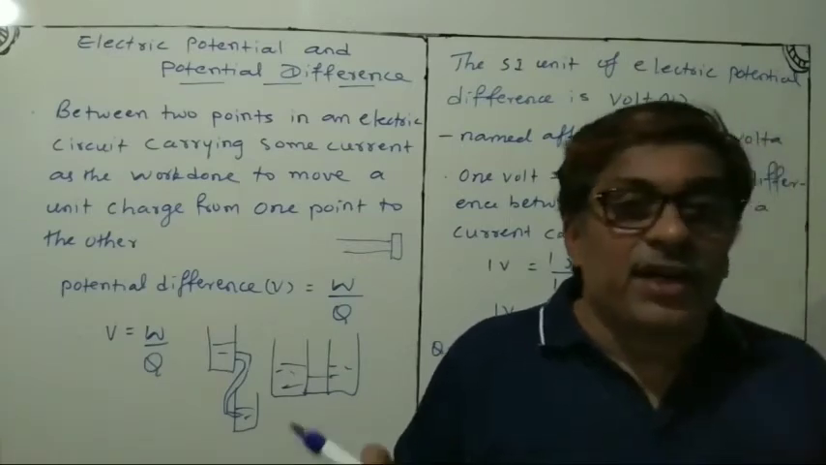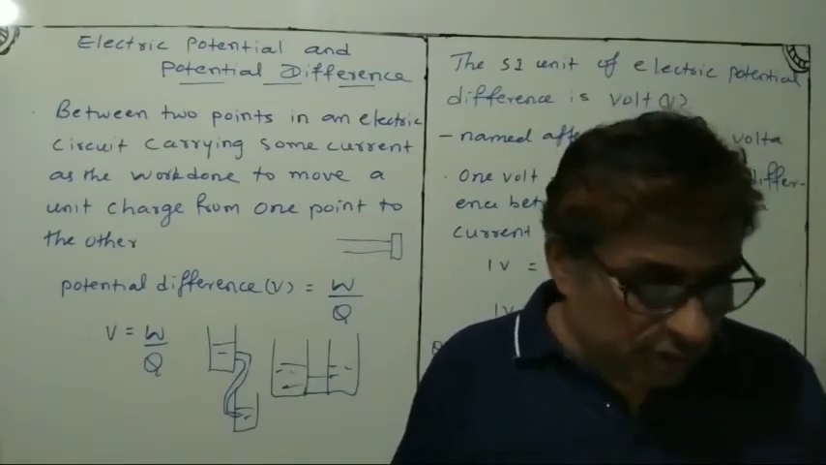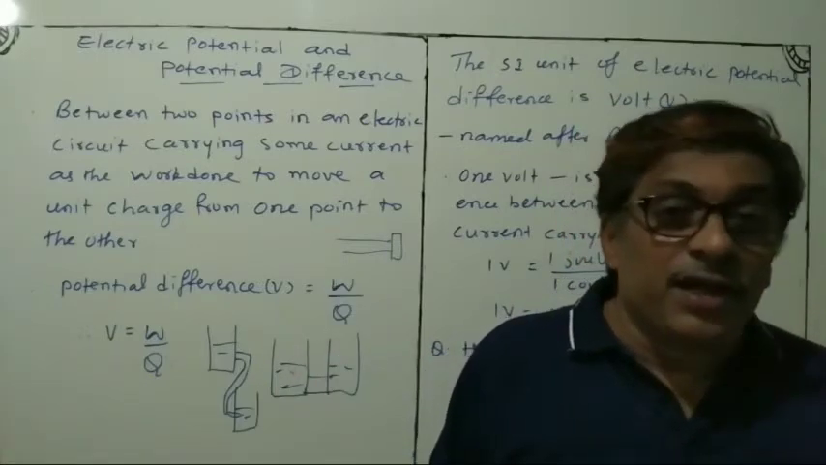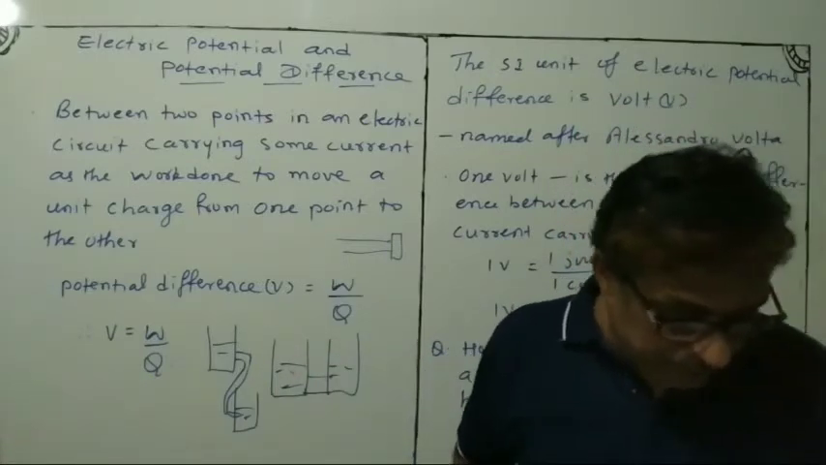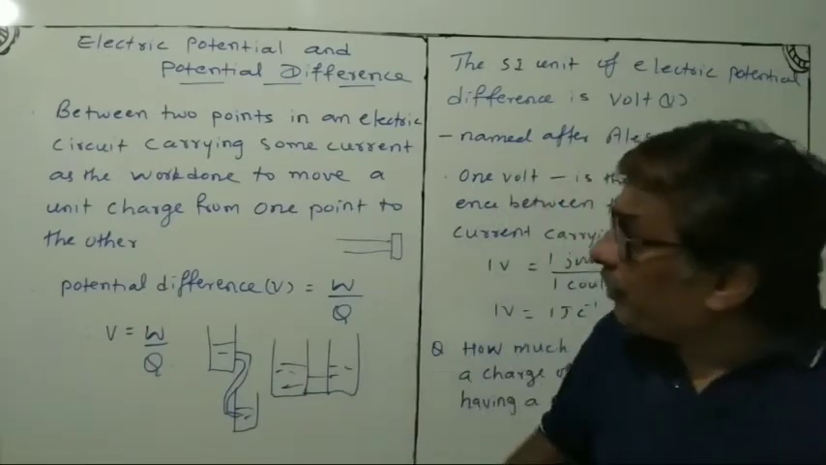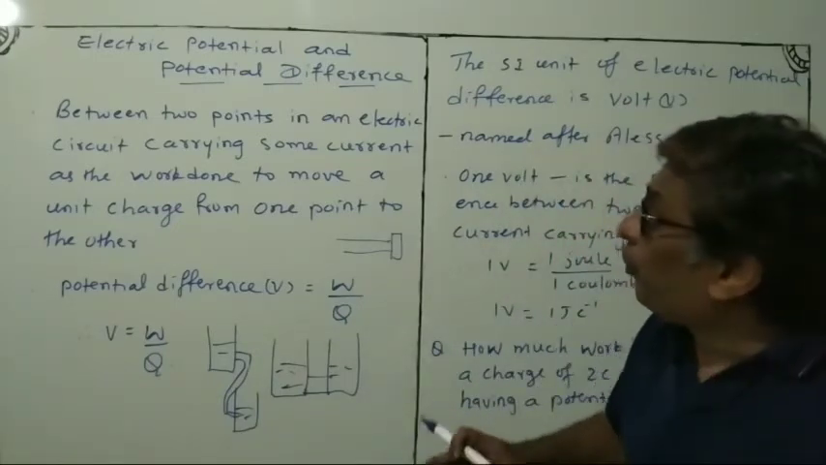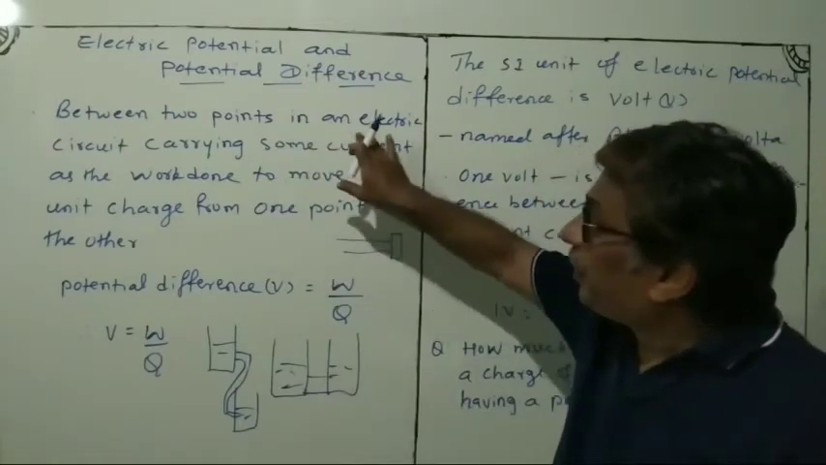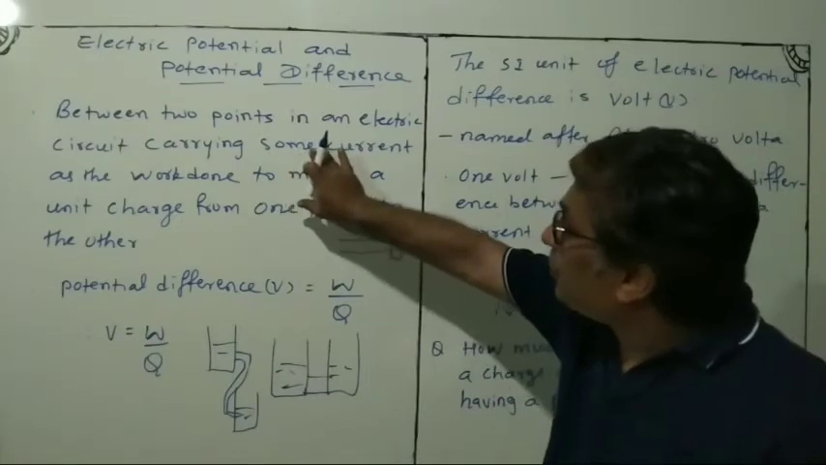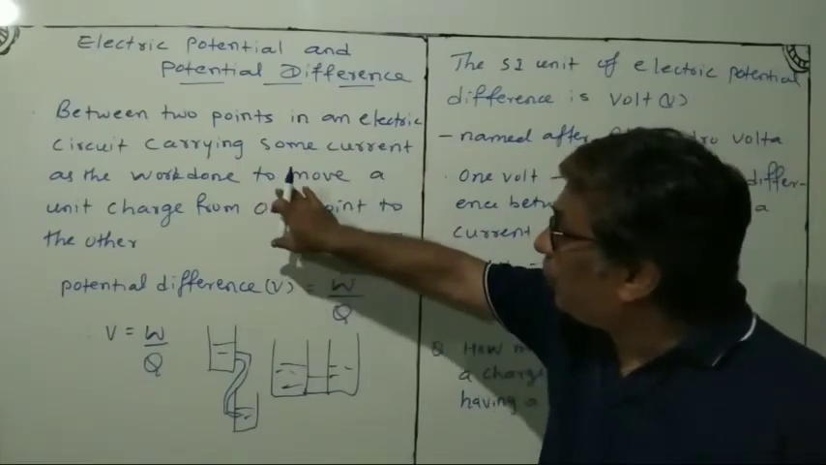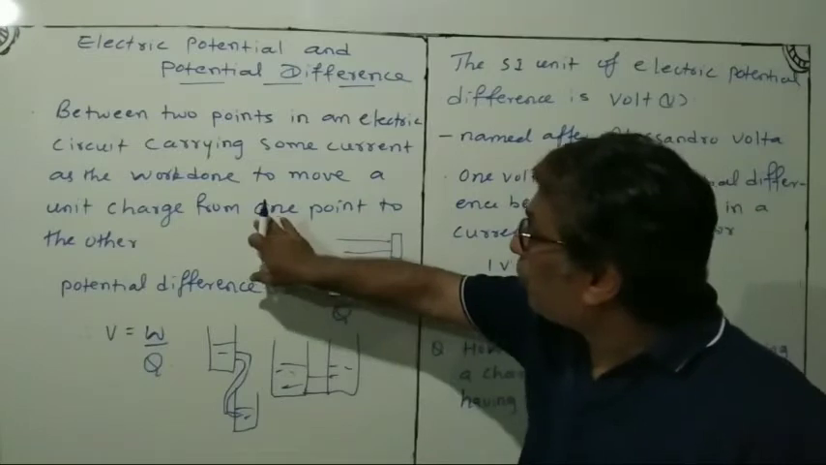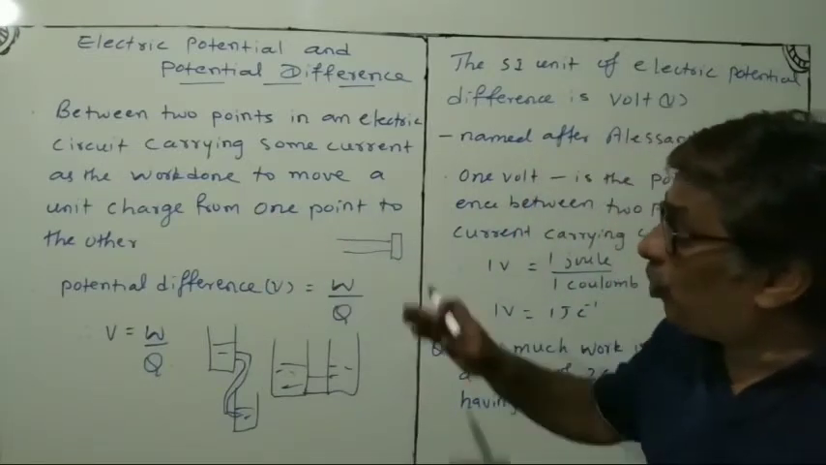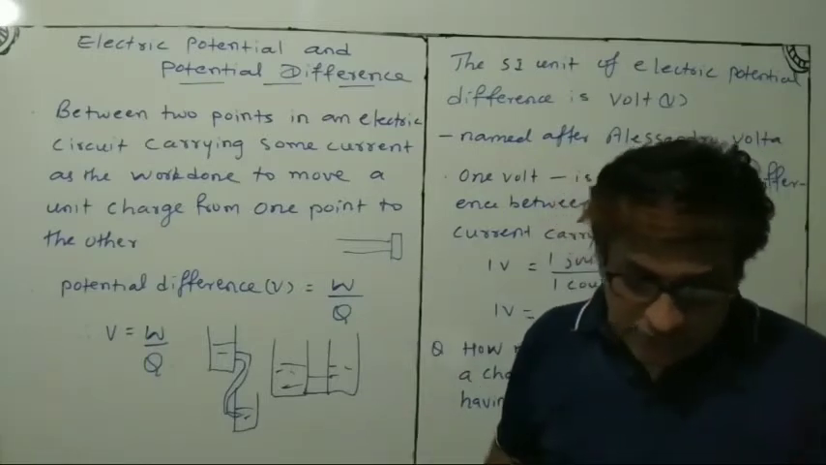In order to maintain the current in a given electric circuit, the cell has to expend the chemical energy stored in it. Now, we will define the electric potential difference. Between two points in an electric circuit carrying some current, it is the work done to move a unit charge from one point to the other. So this is the definition of the potential difference.